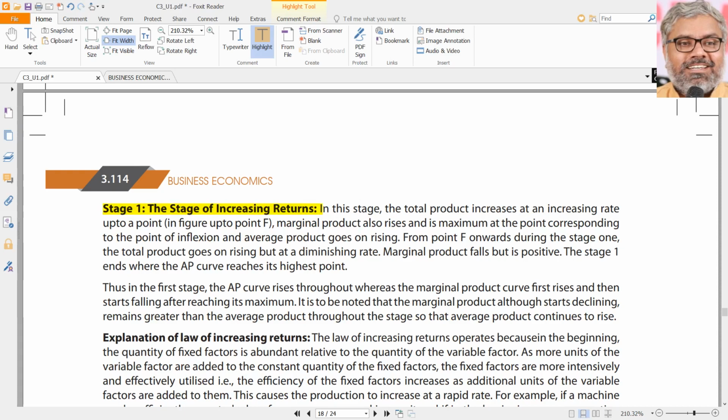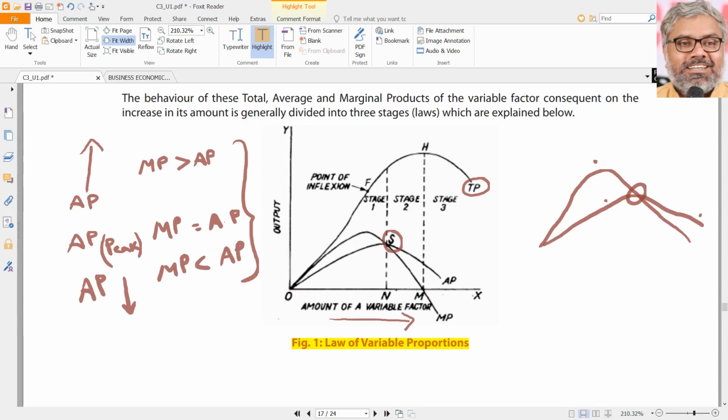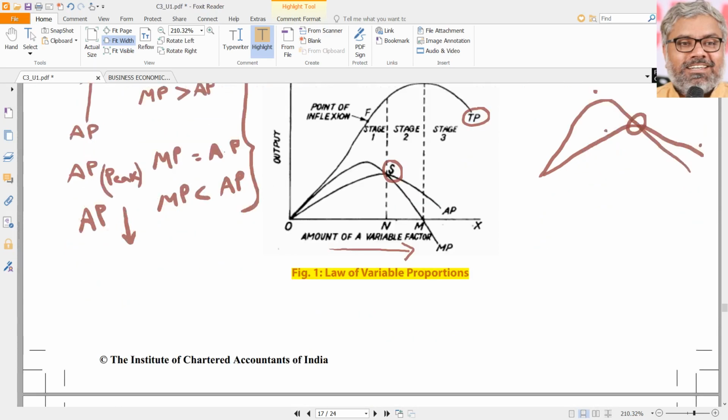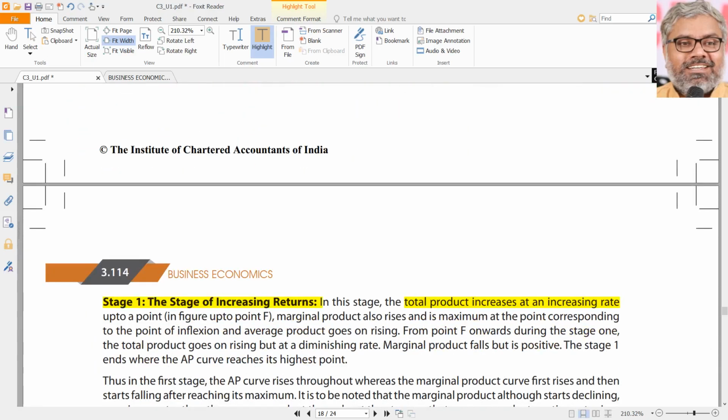Increasing returns is what this stage is called. So what happens here in this stage? In this stage, the total product increases at an increasing rate up to a point. In our example, up to the point of inflection, that we called point F. Up to that point, the total production increases at an increasing rate. Afterwards it will also increase, but not at an increasing rate, at a decreasing rate, a little bit lesser rate.